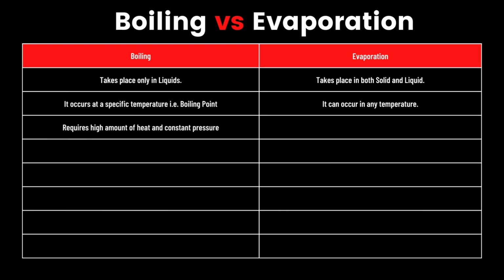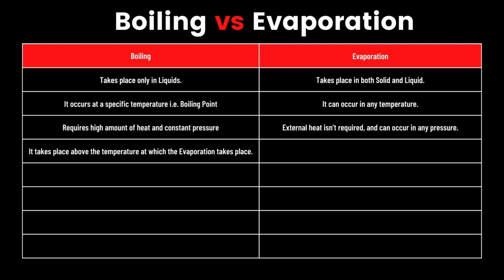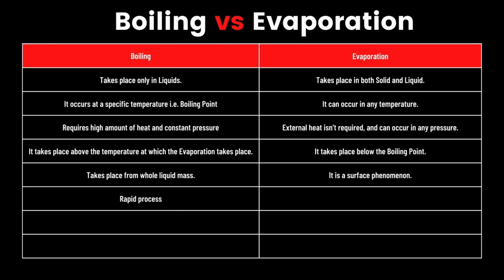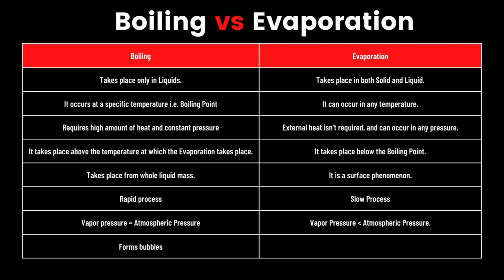Boiling requires a high amount of heat and constant temperature, but not in the case of evaporation. It doesn't require any external heat and can occur at any pressure. Usually boiling takes place at a temperature higher than the temperature at which evaporation occurs. Boiling takes place from the whole liquid mass, but evaporation happens only at the surface level of the liquid. Boiling is a fast and rapid process, and evaporation is a slow and steady process. The vapor pressure is equal to the atmospheric pressure in the case of boiling, but it is not equal to atmospheric pressure in evaporation. In fact, the vapor pressure is less than atmospheric pressure. Boiling forms bubbles, and evaporation doesn't.